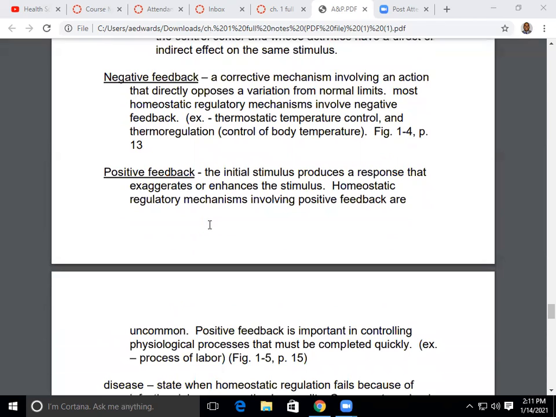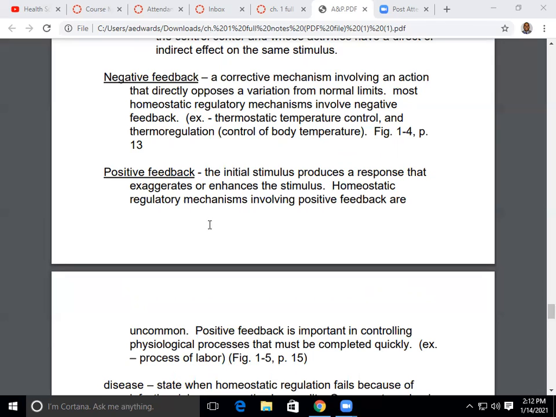Positive feedback, on the other hand, the stimulus is producing some response that enhances that stimulus, okay? So it keeps going in that direction. This is obviously rare, it's uncommon. Most of the time you want it to go back to normal. There are a few times where you don't. All right, so it's important in controlling physiological processes or functional processes that have to be completed quickly, okay?